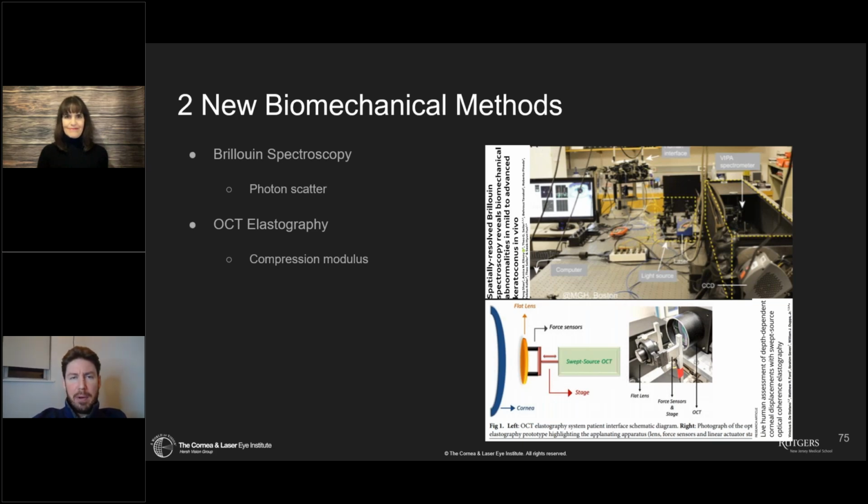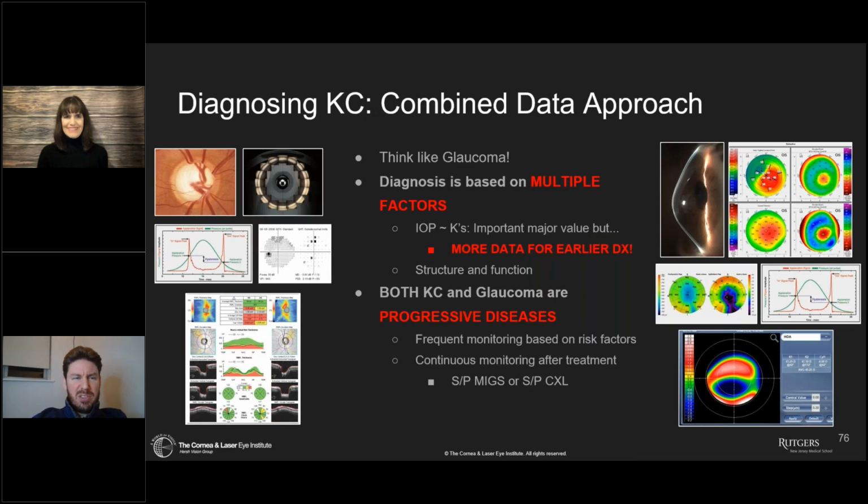So I think we can wrap up biomechanics. But basically the idea here is that we're going to take a combined data approach. Think like how we do glaucoma, right? We look at multiple diagnostic factors, we bring them all together for the earliest diagnosis. And another similarity between the two is that both are progressive diseases. And even if we do interventions, whether it's MIGS or corneal collagen cross-linking, we still need to monitor those individuals after those interventions to make sure that they're not continuously progressing.